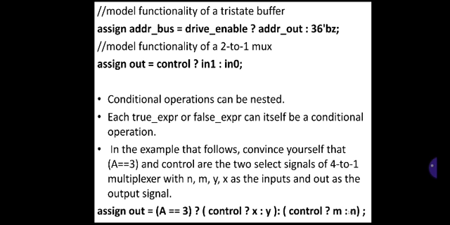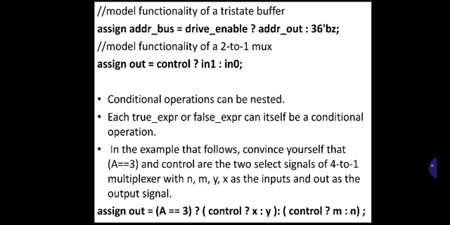Then another example, model functionality of a 2:1 multiplexer. Assign out, out is an output variable. Control signal is tested here. If control signal is 1, IN1 is assigned to out. If control signal is 0, IN0 is assigned to out. So conditional operators can be nested also here. An operator within an operator, that is conditional operator within conditional operator, is called nesting of conditional operator. So each true expression or false expression can be itself a conditional operation here.